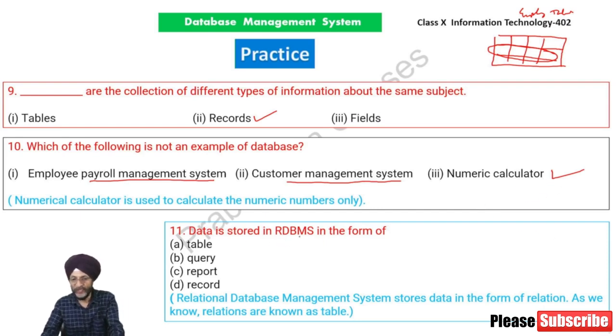Data is stored in RDBMS in the form of tables. Relational database management system stores data in the form of relations. As we know, relations are also known as tables.